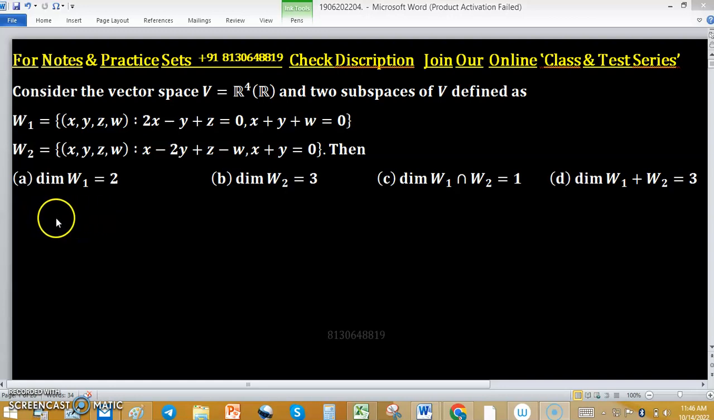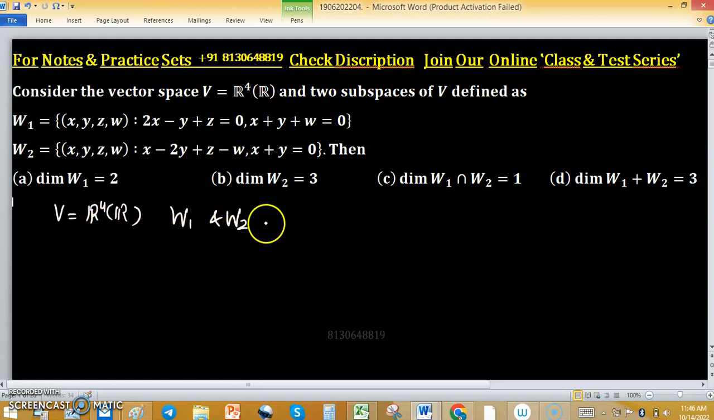Consider the vector space V equals R^4 over R, and two subspaces of V defined as W1 and W2. These are subspaces of vector space V. We have to find the dimension of the intersection of W1 and W2, and of the sum of W1 and W2. To solve this problem, we have one formula regarding dimension.